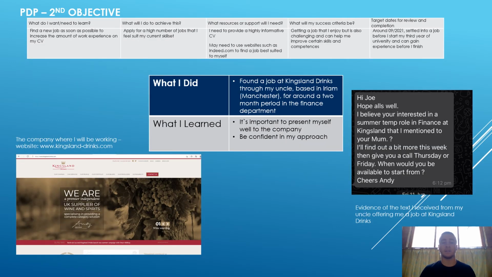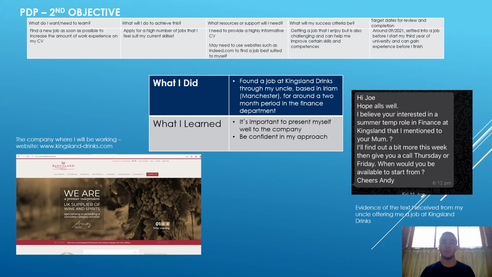I haven't included my second objective yet, as I haven't had any opportunities to work on my IT skills, which I'm hoping to do in the next calendar year, therefore it still remains on my personal development plan. However, my objective to find a job in order to improve my work experience on my CV has been a success, which has also helped out my financial situation as another added bonus.